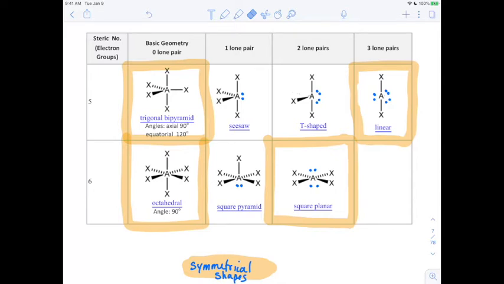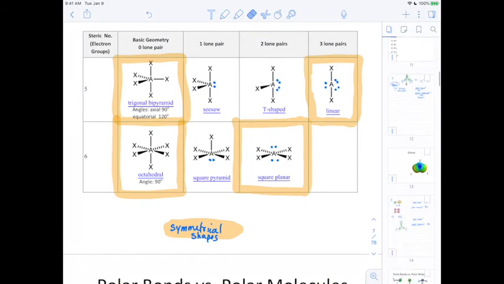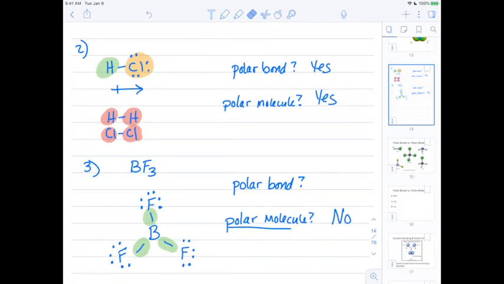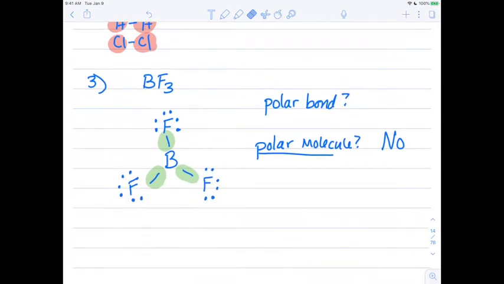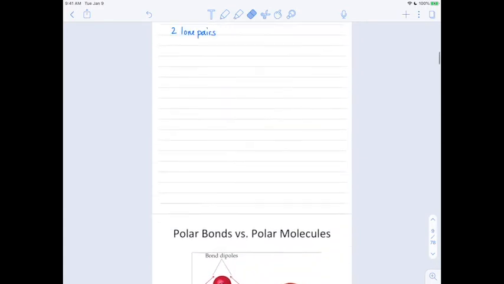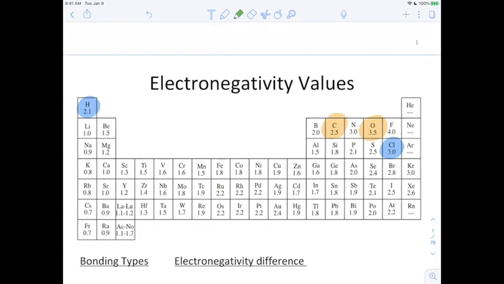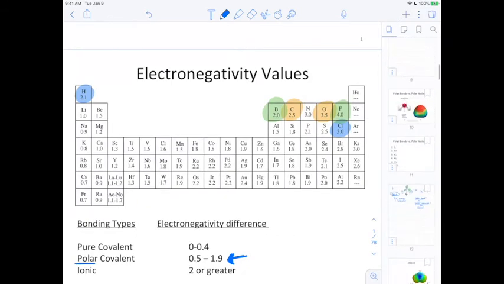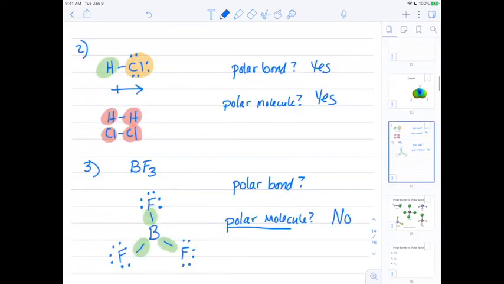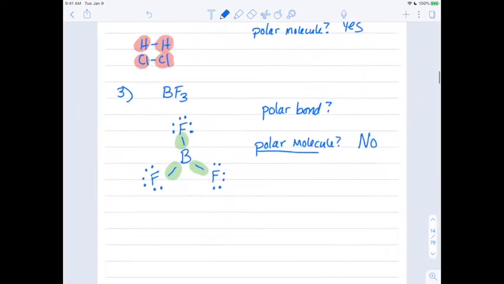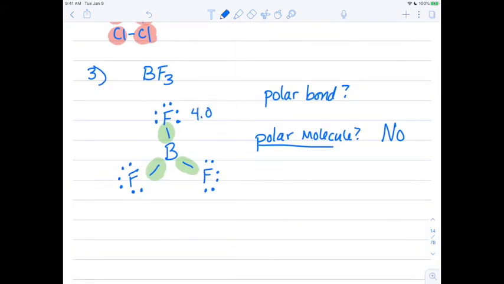All right, so other questions so far? All right, so next up is the polar bond. And we're looking at boron and fluoride. Here is our boron, and here is our fluoride. So we have 4 for fluoride and 2 for boron. All right, so what do you all think? Is this a polar bond?